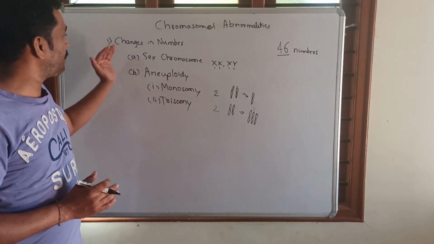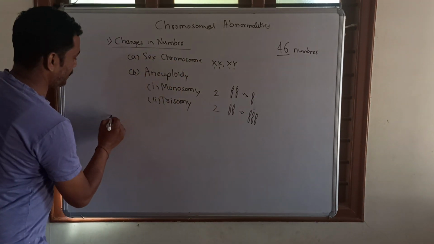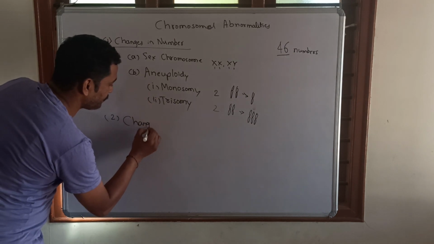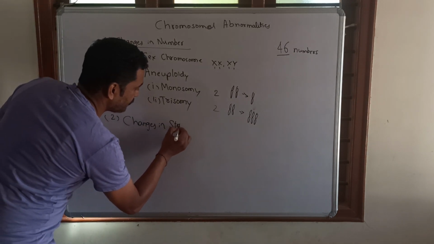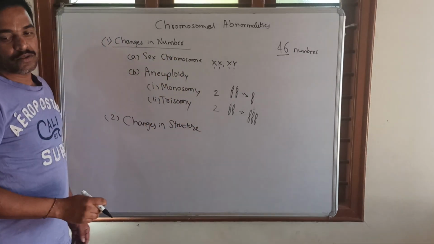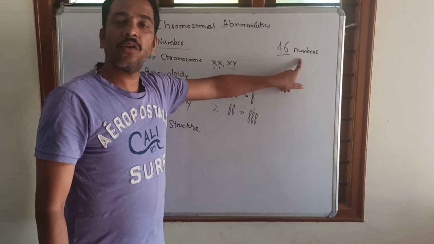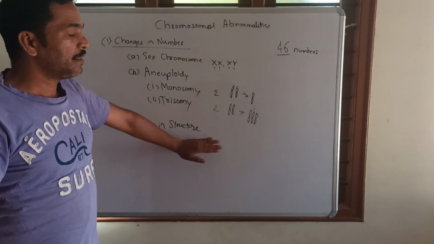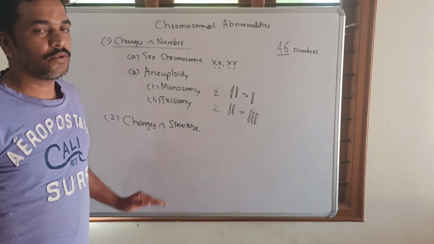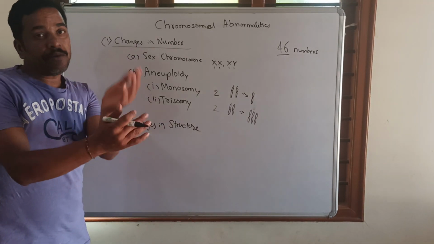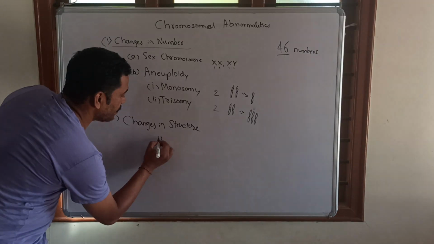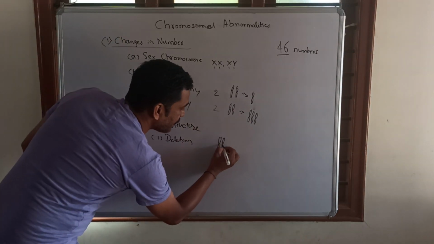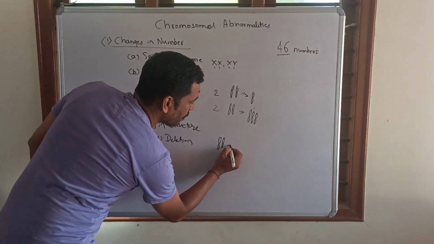So after this, changes in number, the second one is changes in structure. The number getting changed leads to certain problems. Similarly, changes in structure also lead to certain problems. So what kind of changes can you have? The first one is deletion. Deletion of a part of a chromosome or a whole chromosome.